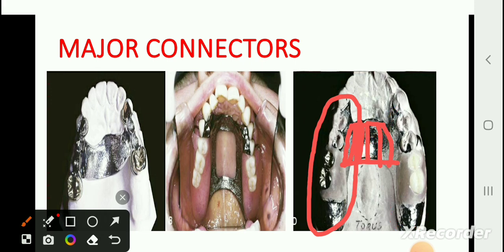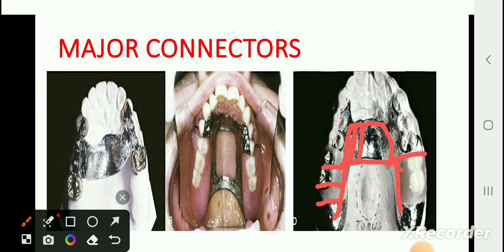What are the other components of the RPD? Other components of the RPD are the minor connector, direct retainers, indirect retainers, and the rest seat. All other components are directly or indirectly connected to the major connector. This is the major connector which connects all other components or parts of the RPD.